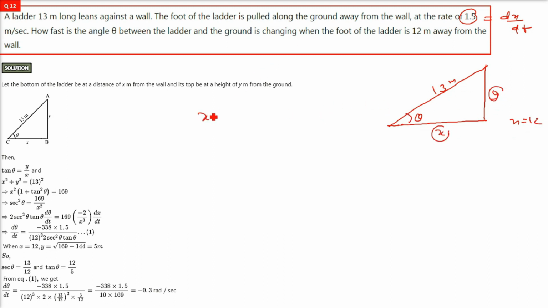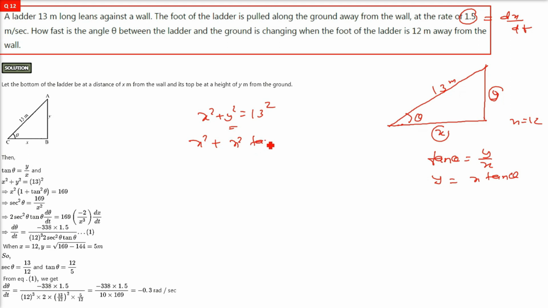Let us use the Pythagoras theorem. x square plus y square is equal to 13 square. And see, x and y have a relationship. Tan theta is y by x, so y is equal to x tan theta, you can write. So I'm just replacing y by x tan theta.